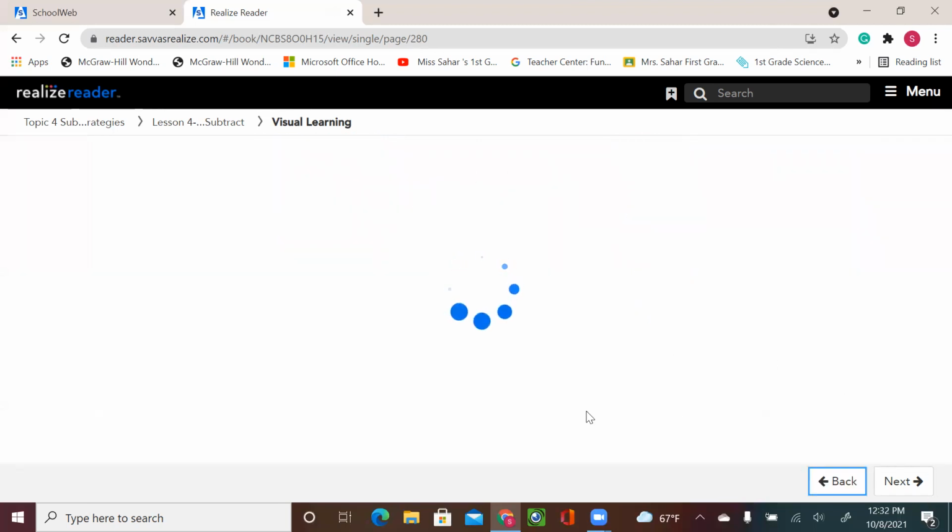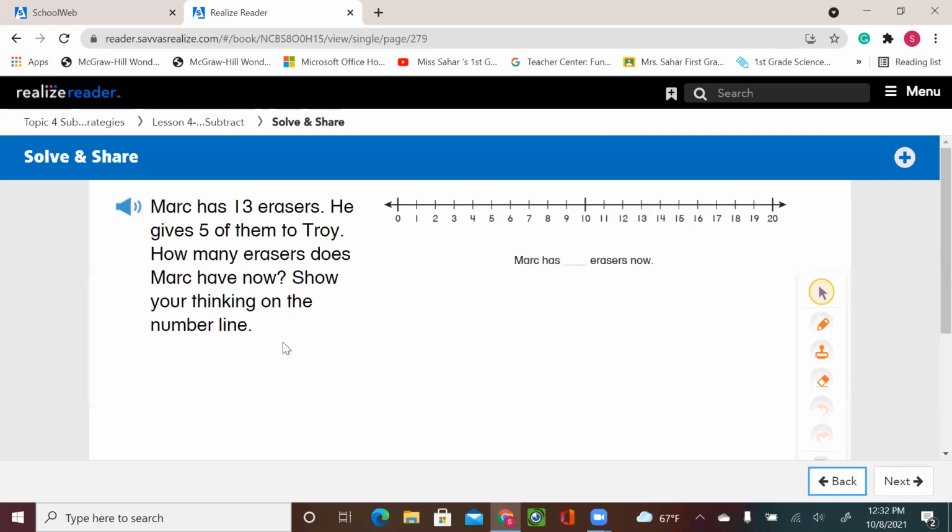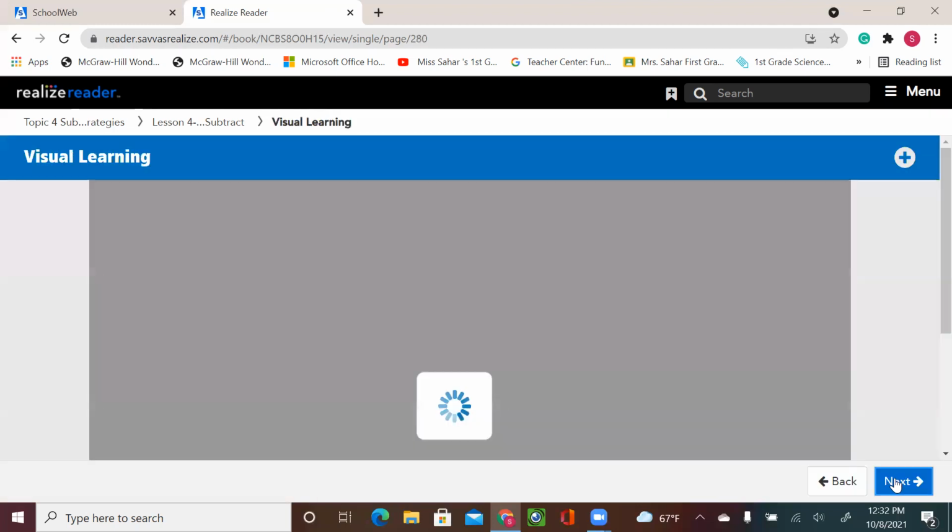Okay, so if we go back to the previous question that we have, Mark has 13 erasers. He gives 5 of them to Troy. How many erasers does Mark have now? We're going to show our thinking using the number line. So now we can either count backward or count forward, or count on. If we count backward, we're starting with the big number. If we count forward, we're starting with the small number, or the small addend.